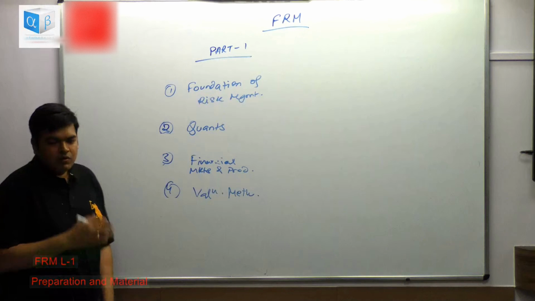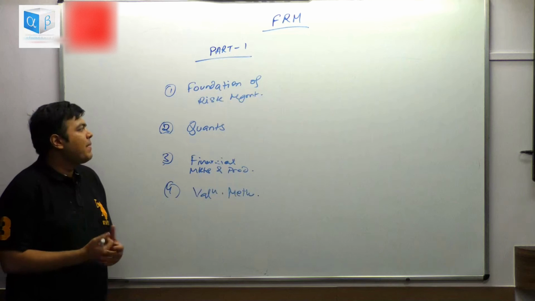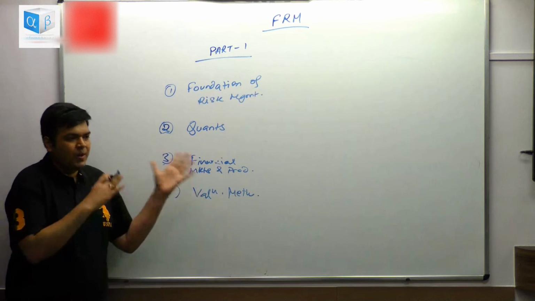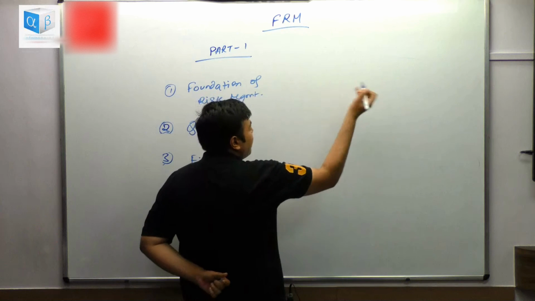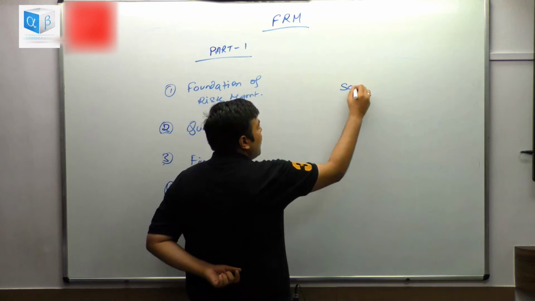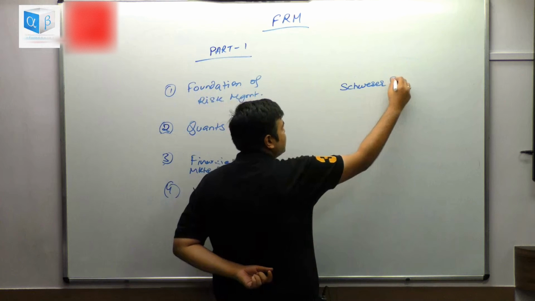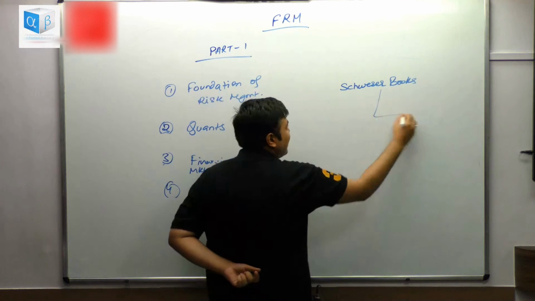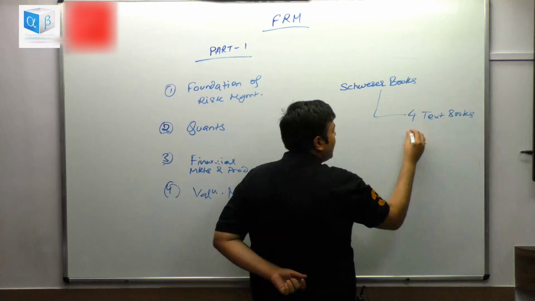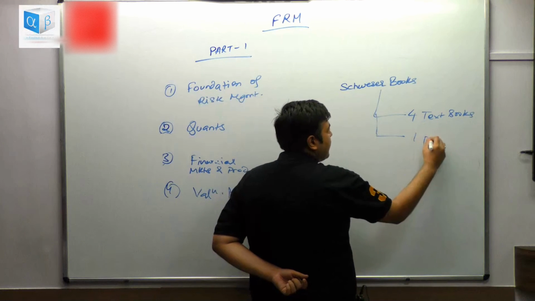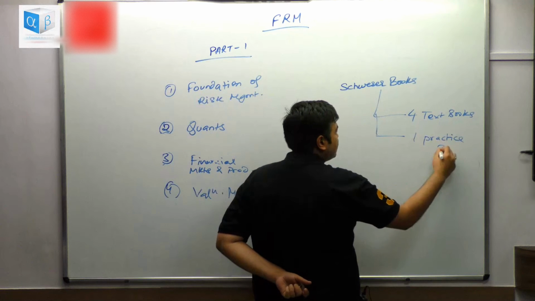So when we're talking about the preparation part of it and what material you would need, where you need to study from, all those things. So first of all, what are the available resources that you have? One is you have these Schweizer books that include 4 textbooks and 1 practice book.